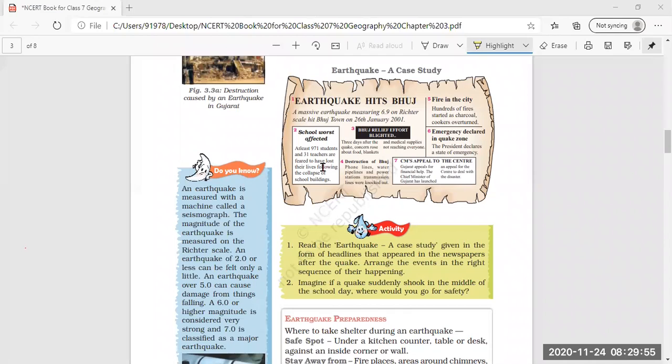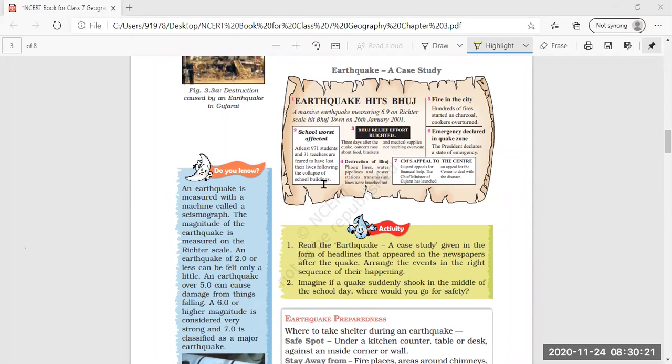At least 971 students and 31 teachers were feared to have lost their lives following the collapse of the school building. The school building collapsed, and so many students and teachers were mostly dead. Then, 3 days after the earthquake, concern rose about food and blankets. Food and blankets were needed at that place.